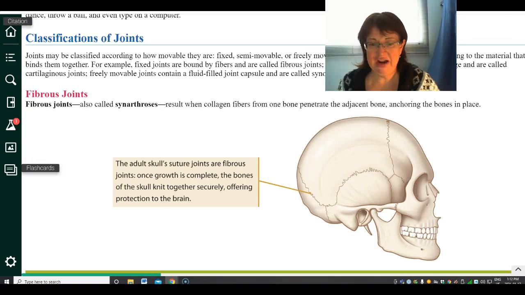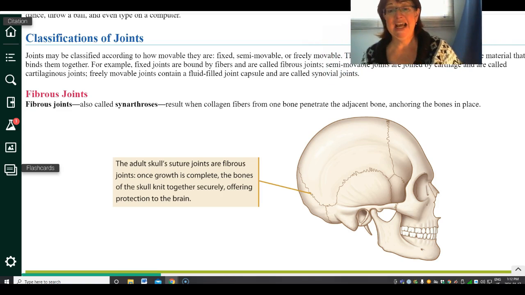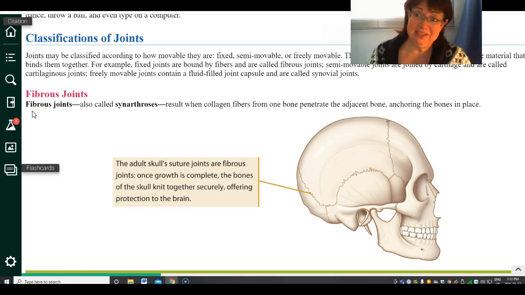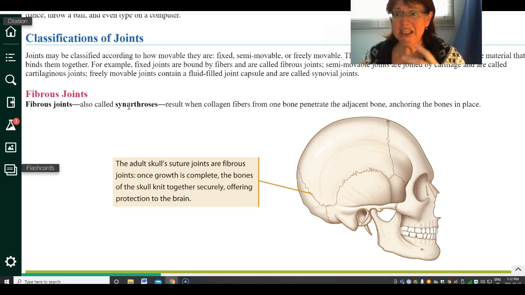It's called a fibrous joint. It's called fibrous because it starts as a joint, but basically the collagen fibers will penetrate the bone with age and anchor it in place. Fibrous is the regular name. Then you have the scientific name. Syn, like synthesis, means you're coming together. So synarthrosis is a joint that has come together.